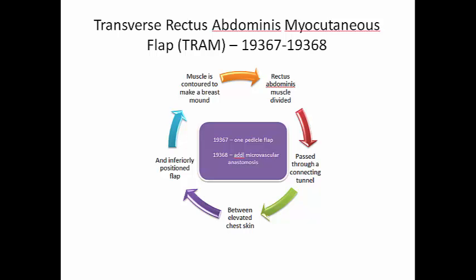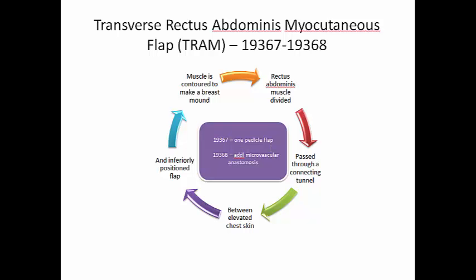You think of a flap. It's never completely removed. It's still attached to its blood supply. So it's passed through a connecting tunnel between elevated chest skin and an inferiorly positioned flap, and then that muscle is contoured to make a breast mound on the chest. So that is what a TRAM flap is.